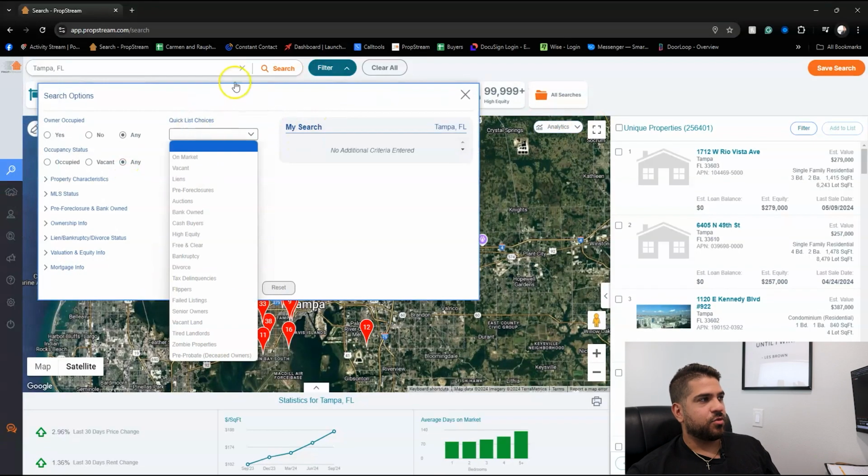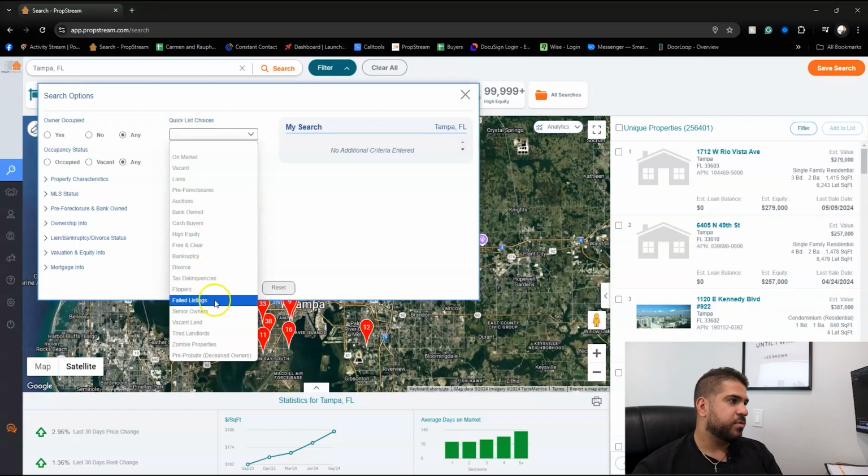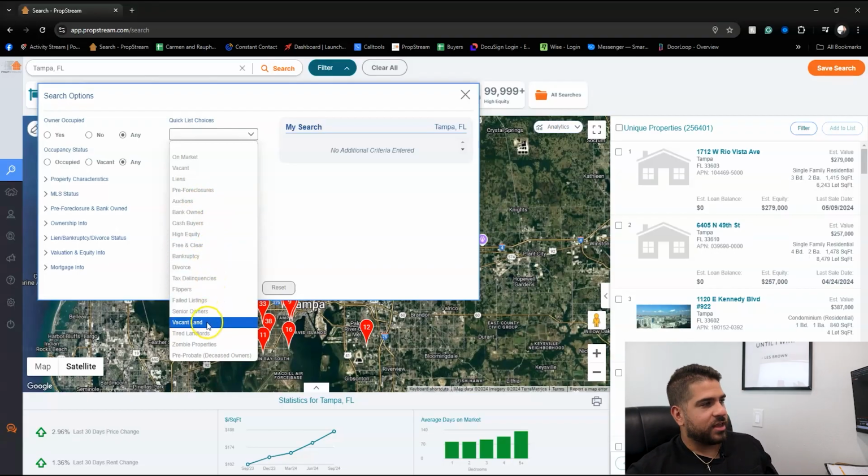Then you have this stuff, quick list choices. You see properties that are on market, vacant properties, liens properties, pre-foreclosures, auctions, bank loan, cash buyers, high equity, free and clear, bankruptcy, divorce, tax liens, flippers, failed listings, senior owners, vacant land, tired landlords, zombie properties, pre-probate. So all of this stuff you can actually just do in here, right? So you can actually toggle it around.